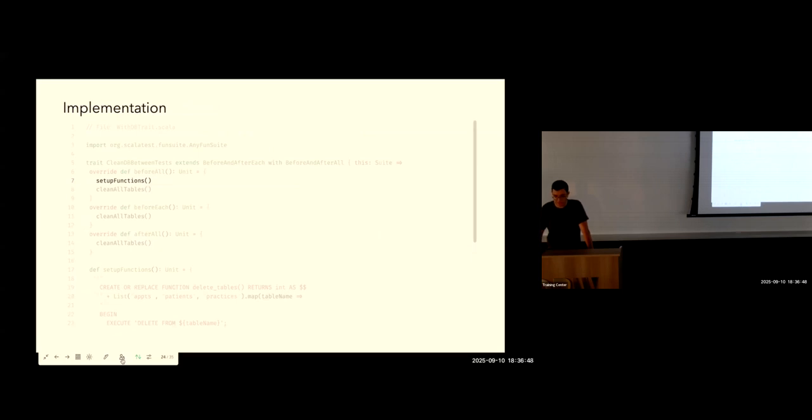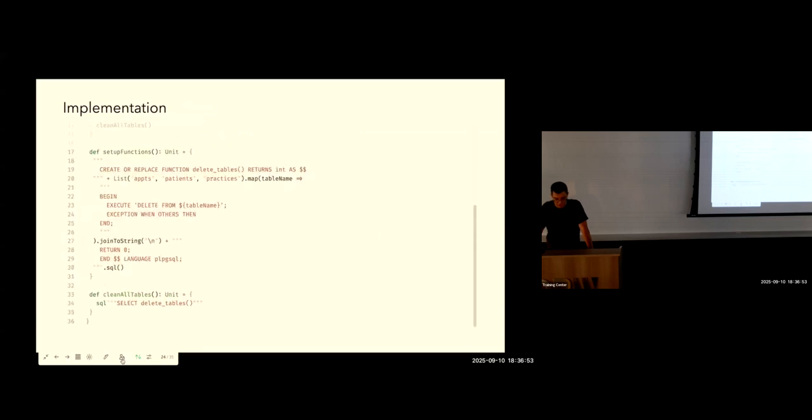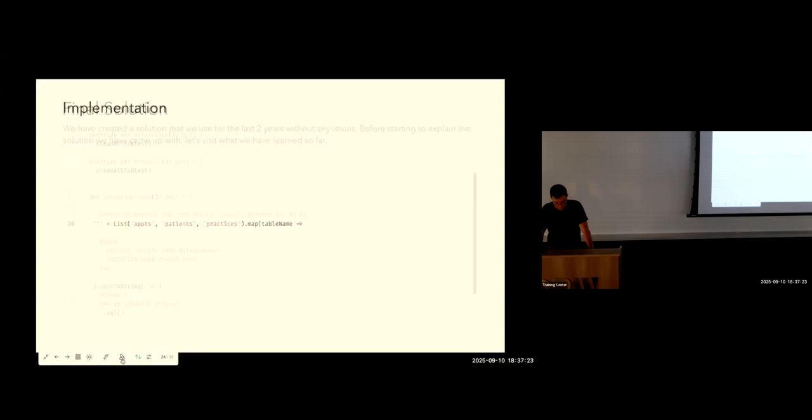So we update our implementation now. Instead of cleaning all the tables, we make sure we set up our functions first. And in order to do that, we use create or replace function, because if the function already exists, we don't want to throw an error. And here we're just doing a small string manipulation to make sure we are giving the lists in our application. In this example, we just use a list here, but you might also use your ORM's objects and other things, or some helper methods. And later you just call clean all tables.